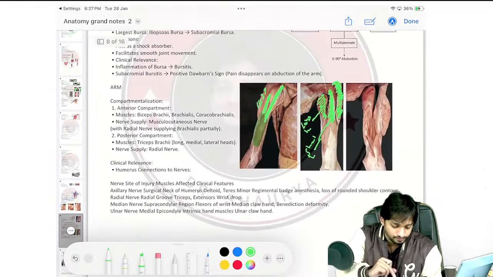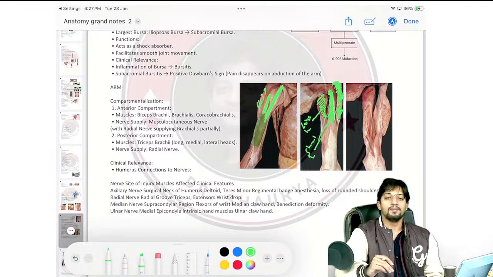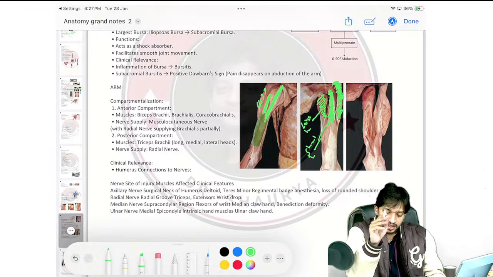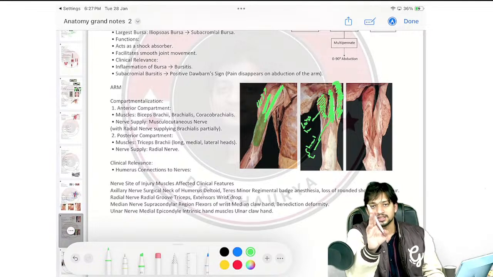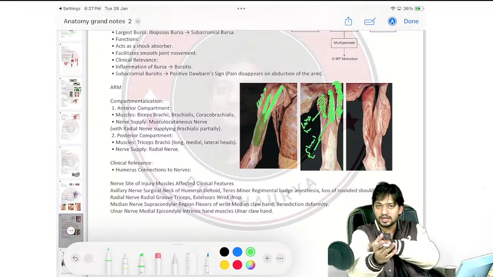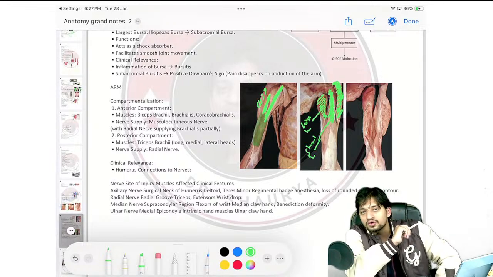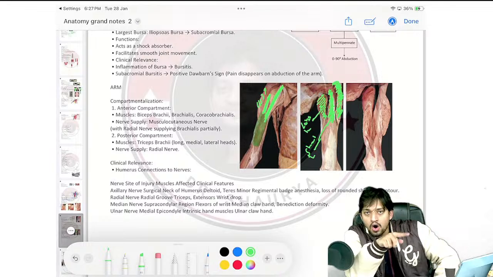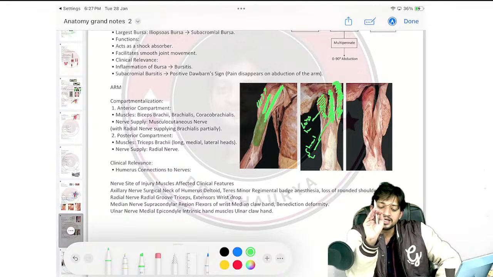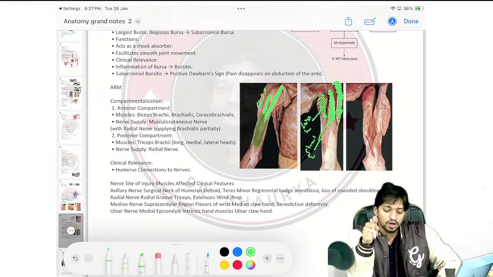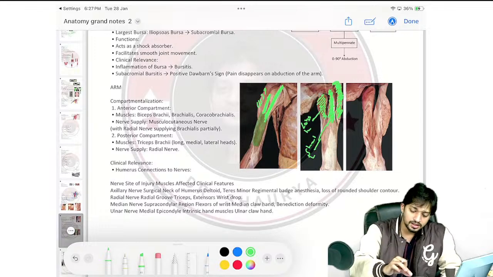Now done. Now nerve supply. I already told you when I was dealing with the compartments that the musculocutaneous nerve is running in the anterior compartment of the arm. So according to Hilton's law, the musculocutaneous nerve will supply all the muscles present in the anterior compartment of the arm. Am I correct, guys? Yes or no? Yes. So just have a look.